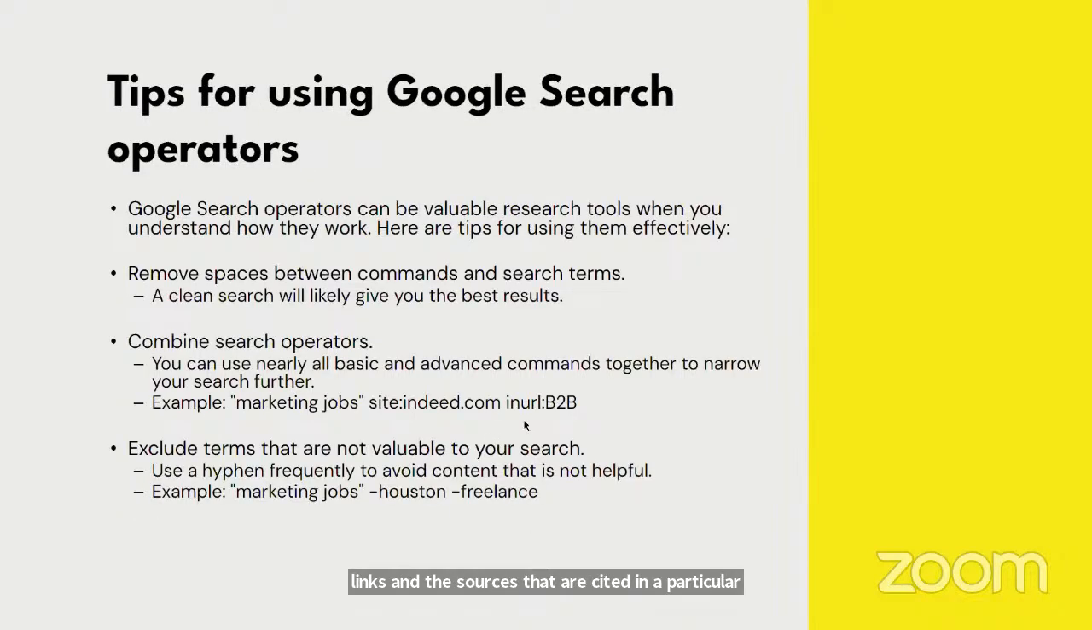So for you to be using Google search operators properly, make sure that you are able to remove spaces between commands and search terms. A clean search will give you the best results. Also, you need to learn how to combine search operators. You can use nearly all basic and advanced commands together to narrow your search further. Also, you should exclude terms that are not valuable in your search. You can use hyphen frequently to avoid content that is not helpful.